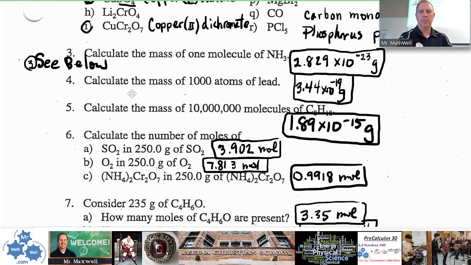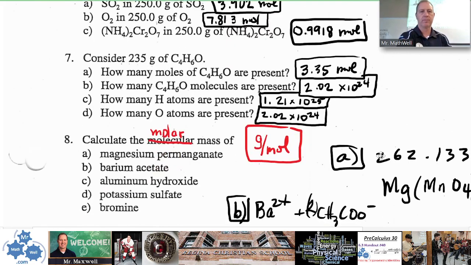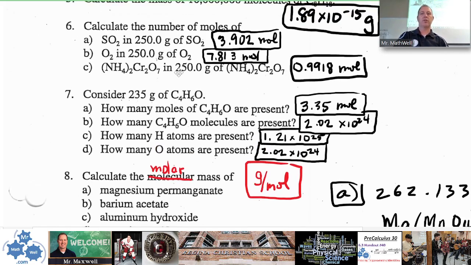So here's your solutions for 3 through 6, and also 7 and 8. On the website, www.mrmathwell.com, I believe I do have a document with the answers to these reviews, selected answers. So you can always go on the website to check that out. Okay. Does that clear up questions for 6 now?